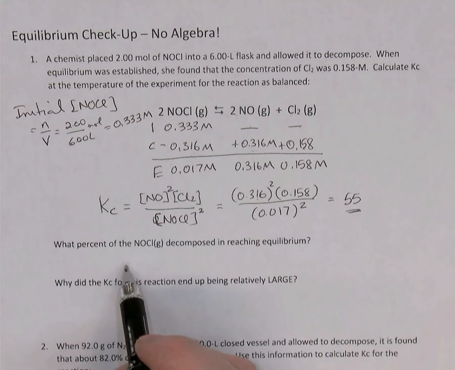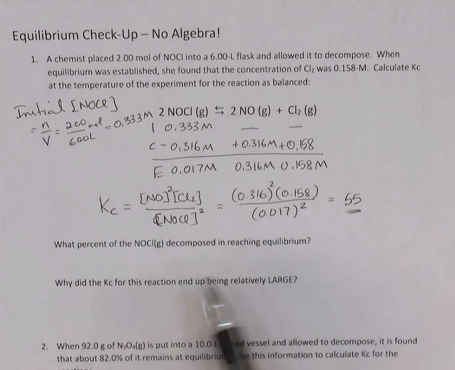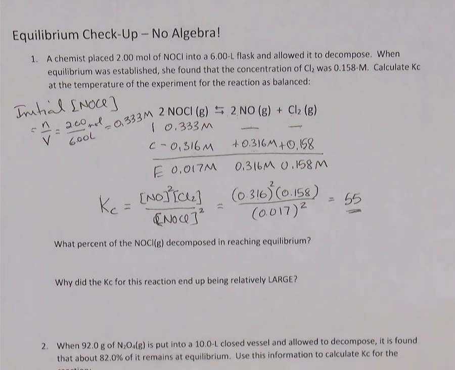What percentage of the NaOCl decomposed in reaching equilibrium? Well, to figure that out, if you imagine you have a bunch of people in a classroom, say 20 people are in a room, and 5 people leave.